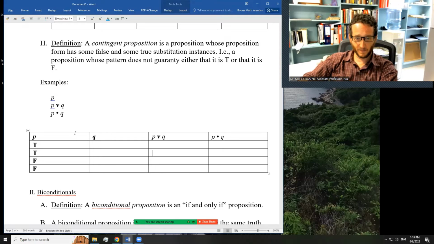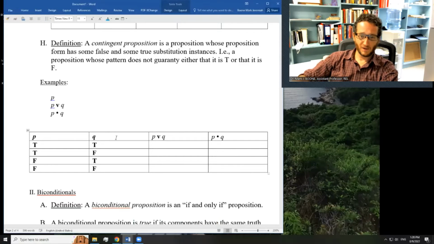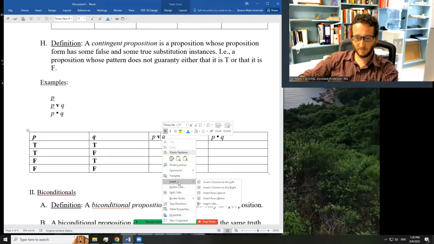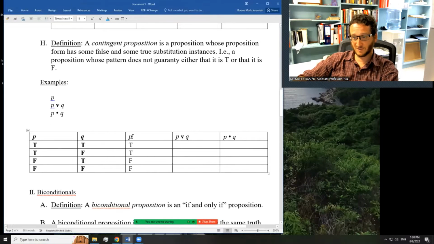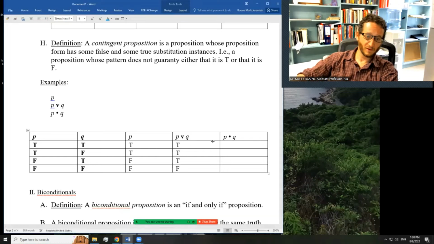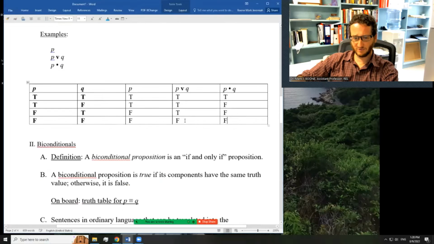Example. I guess if I'm going to do this, I should have one for just plain old P there. P could be true, could be false. Some propositions with that pattern are true, some are false. Actually, this is a pattern for every proposition. P or Q, some are true, some are false. P and Q, some are true, some are false. Some propositions having those patterns are true, some are false.